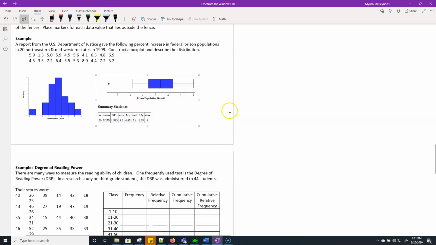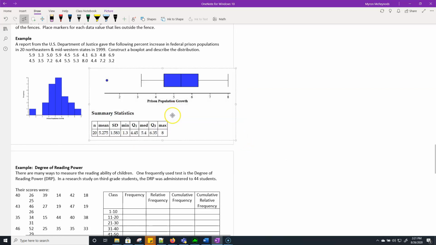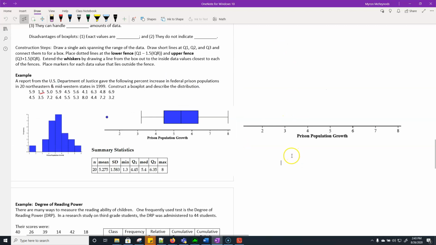All right. So let me make this graph a little bigger so we can mess around with it a little bit. All right, now that I have brought the box plot graph over that we calculated using Statlet, I'm going to show you how to make it by hand, just to show you how a box plot works and how it's actually constructed. So the first thing they do, and they have the construction steps up here, you draw a single axis spanning the range like that.